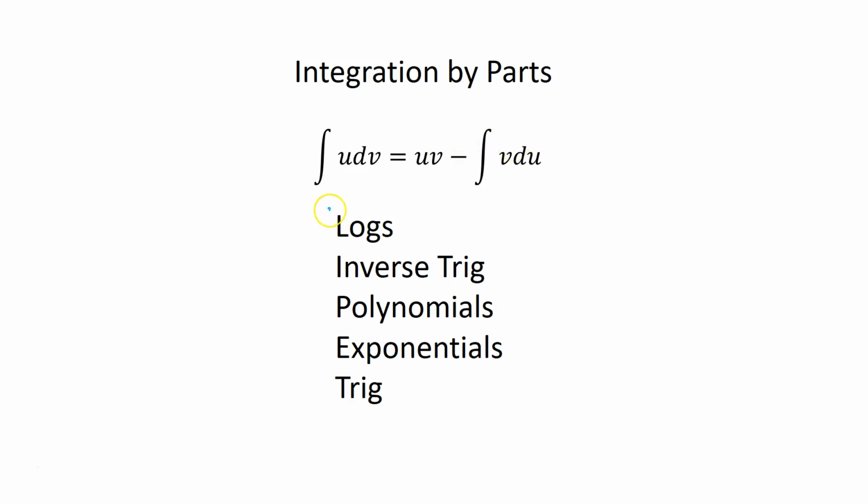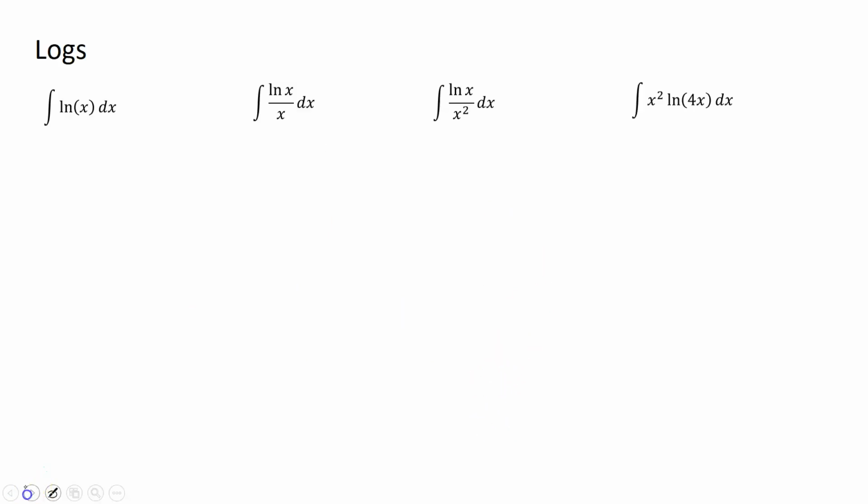And then we talked about how to choose u, right? These are good choices for u. The choice in order for u: you want to use logs, inverse trig, polynomials, exponentials, and then trig. I'm going to go through problems for the first three here, and then I'm going to talk a little bit about the last two and how they aren't used very often. So first we're going to take a look at some with logs.